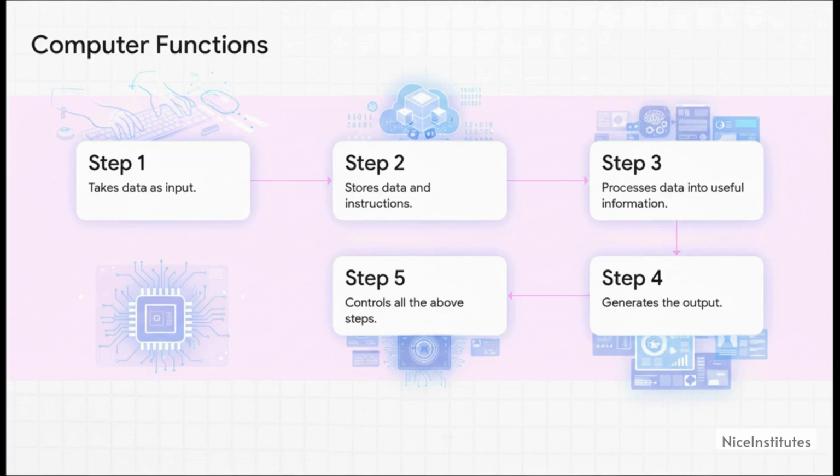First, it takes in raw data. Think of you typing the numbers 2 plus 2. Second, it stores that data and the instructions for what to do with it. Third, it processes that raw data into useful information, in our case, the answer 4. And see that distinction? Raw data goes in, useful information comes out. Fourth, it generates an output, showing you that 4 on your screen. And finally, there's a step that controls the whole show, making sure everything happens in the right order.